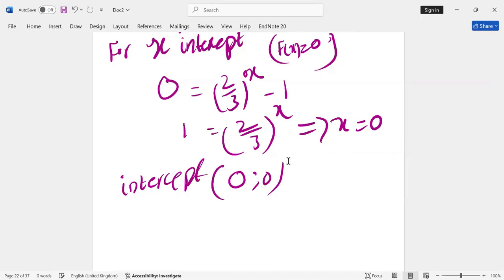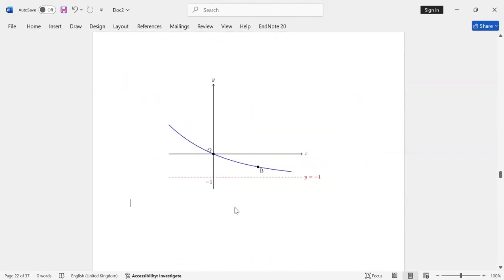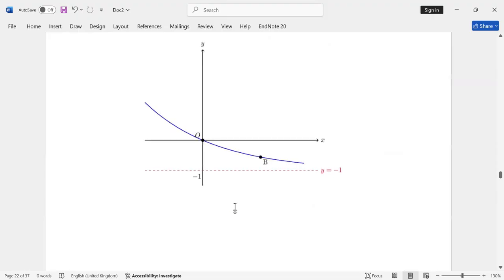So how do we shape the graph? Since we have a equals 2/3, and 0 less than a less than 1, the function is decreasing. So how do we draw the graph? The graph looks like that. We have these two points, the origin, and the asymptote, which is y equals -1.